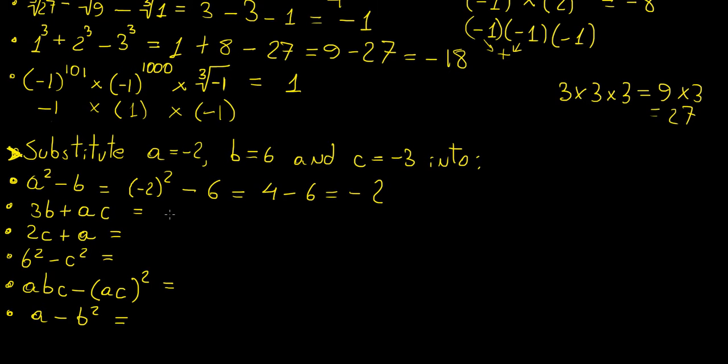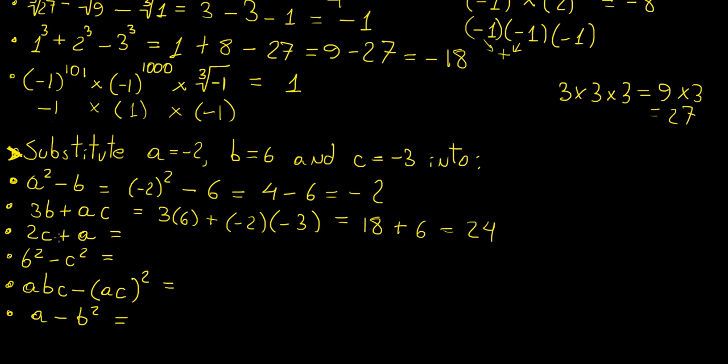For this one, we have 3b plus ac. So let's do that. So 3 times 6. Now look at how I'm writing this. I'm not writing the cross in between. I'm just writing it as 3 bracket 6, which means 3 times 6. And then here I'm going to have a times c. So we're going to have minus 2 times minus 3. So 3 times 6 is 18. And then we have minus times minus, that's going to become a positive number. And 2 times 3 is 6. So this is plus 6.